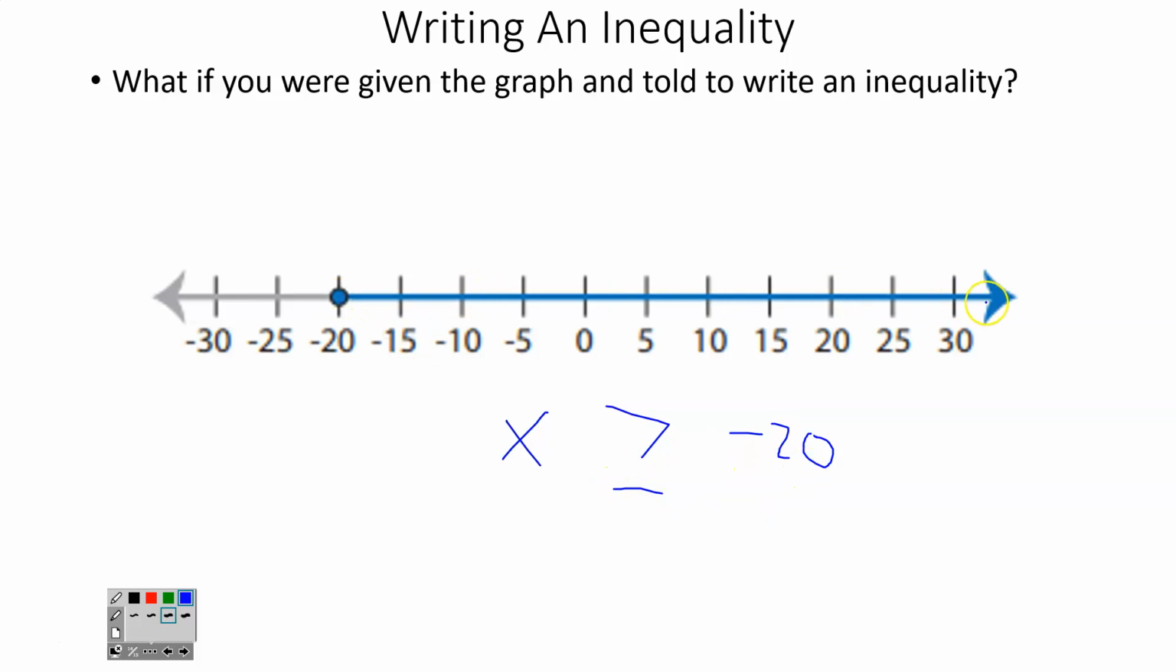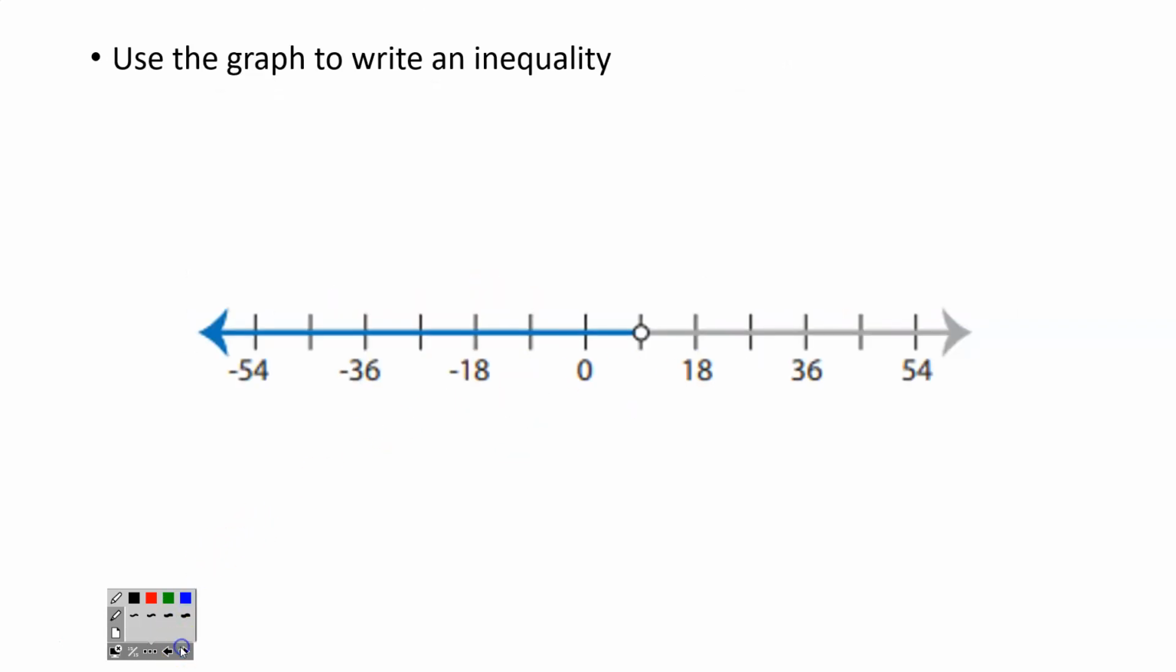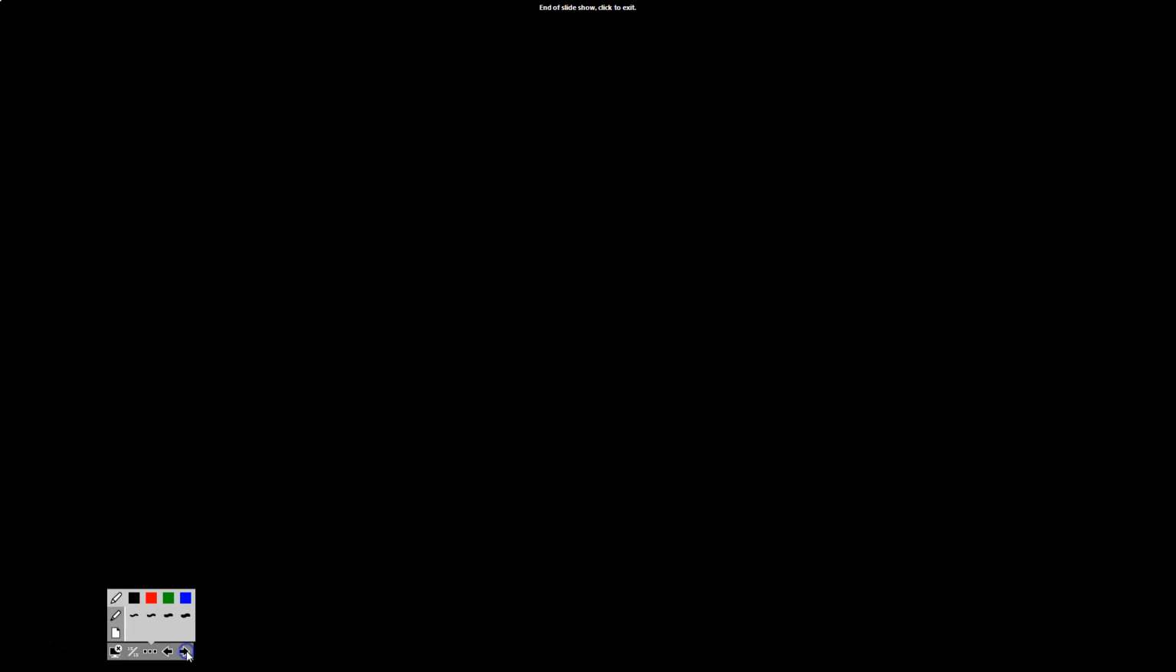So numbers greater than negative 20. In this case, we're going to have an open circle. So it's going to be a less than because it goes that direction. And on my graph, a number that falls between 0 and 18 would be a 9. So just right in the middle. So my answer would be x is less than 9.